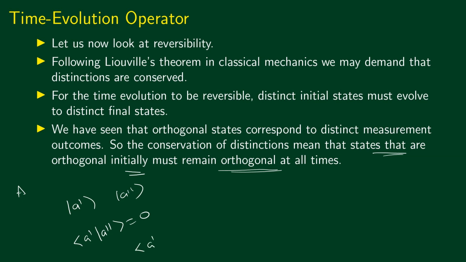This means that the bracket ⟨A', t0 | at a later time, ⟨A'', t0 | at a later time, also has to be 0. So if distinctions are to be preserved, orthogonal states must remain orthogonal even after time evolution. Okay, so this is the reversibility condition.